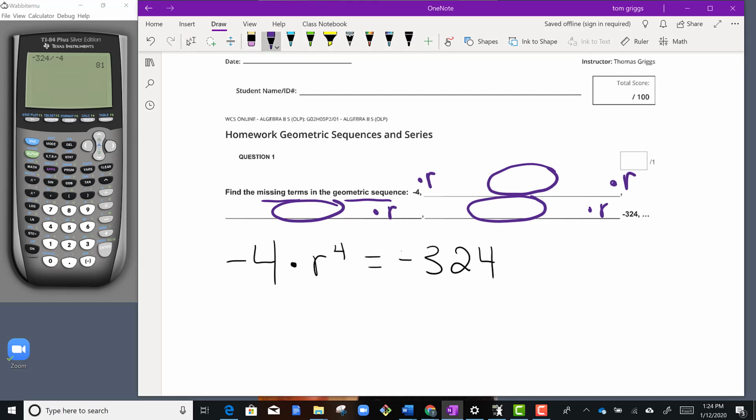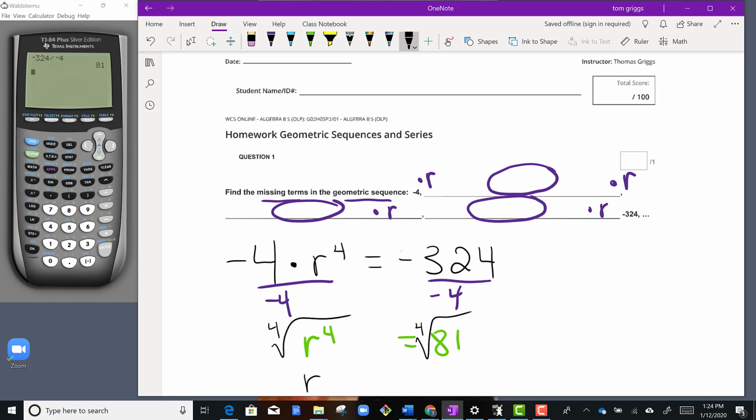And now this is pretty straightforward. Divide both sides by -4. We get r to the 4th equals 81. Take the 4th root of both sides. You should know the 4th root of 81, but if you don't, there is a button, math number 5, on the calculator. Math number 5. That'll do 4th roots for you. And you can get the answer is 3.